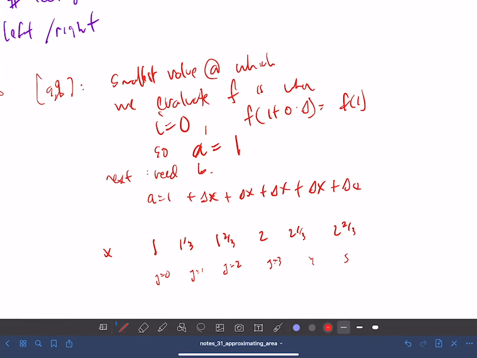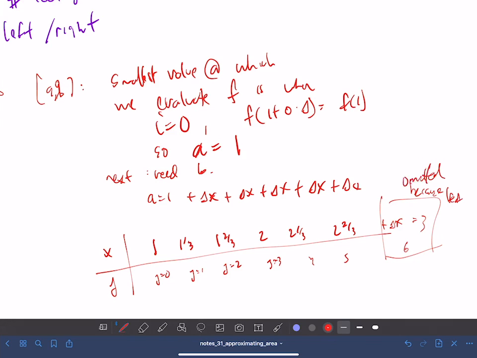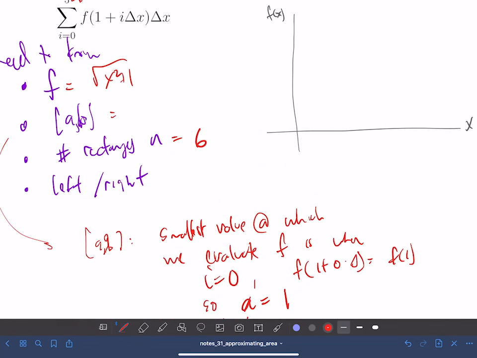What did I just draw? I just drew a table of x's and j's. So my interval then is from 0 to 3. Remember, because I'm omitting the last one, another plus delta x would get me to 3, and then I'd be at 6, but we're omitting that because we're doing left endpoints. So b is equal to 3. And we're doing left because it started at 0.